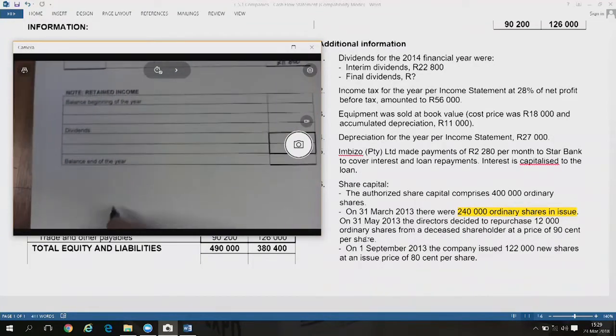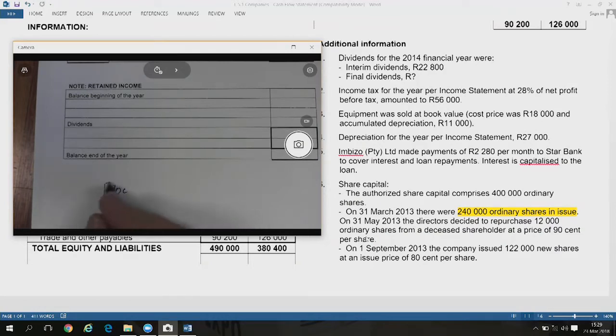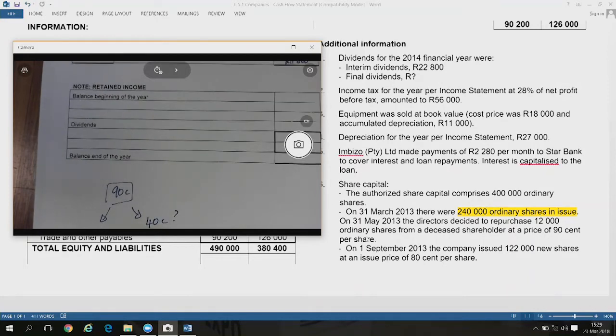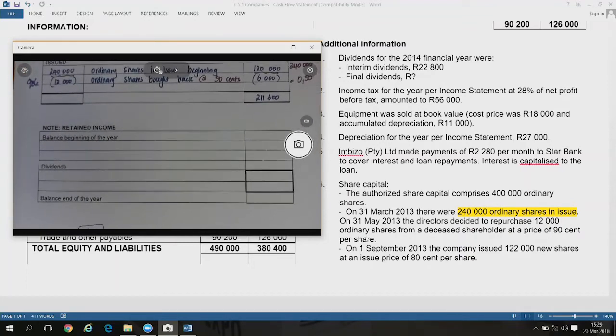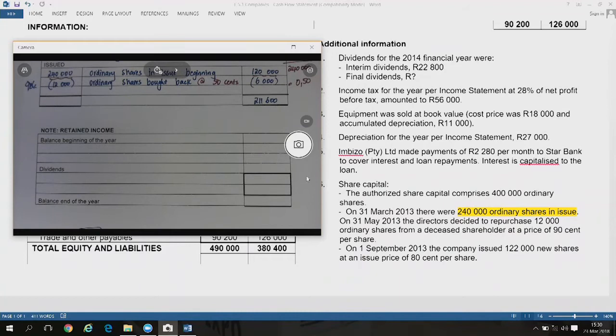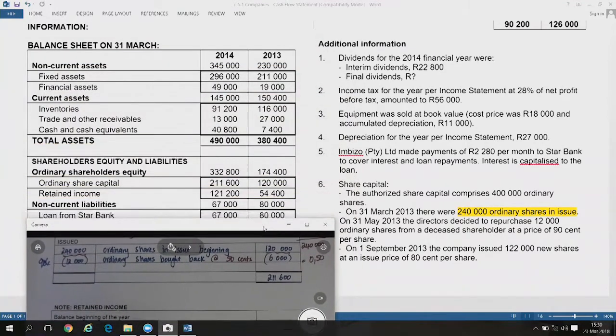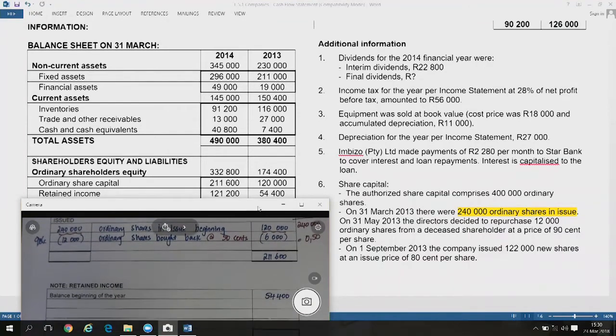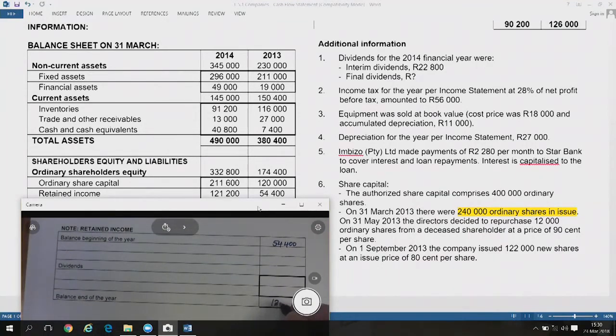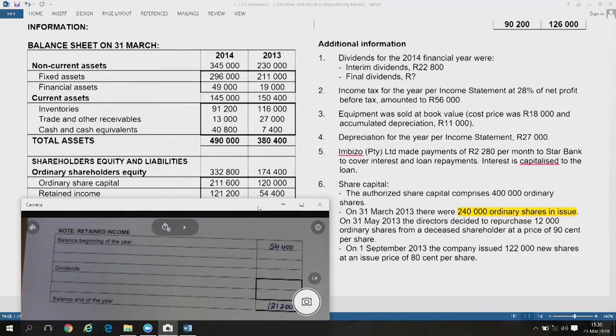But what about the other 40 cents? Because you've got 90 cents there, and we split the 90 cents between 50 cents in the ordinary share capital. And where does the 40 cents go? To retained income. Remember that. Okay, so we've got the retained income there. The balance at the beginning of the year was 54,400. The balance at the end of the year must be 121,200. That is the balance at the end of the year.